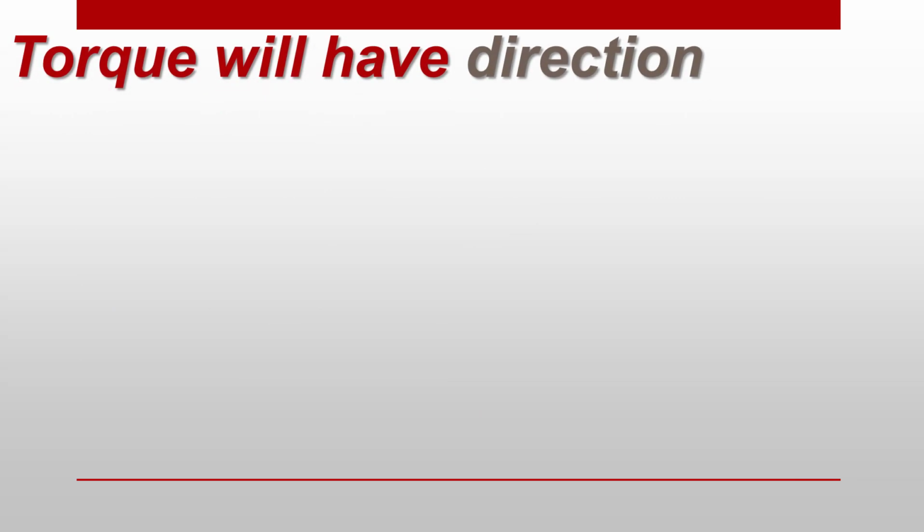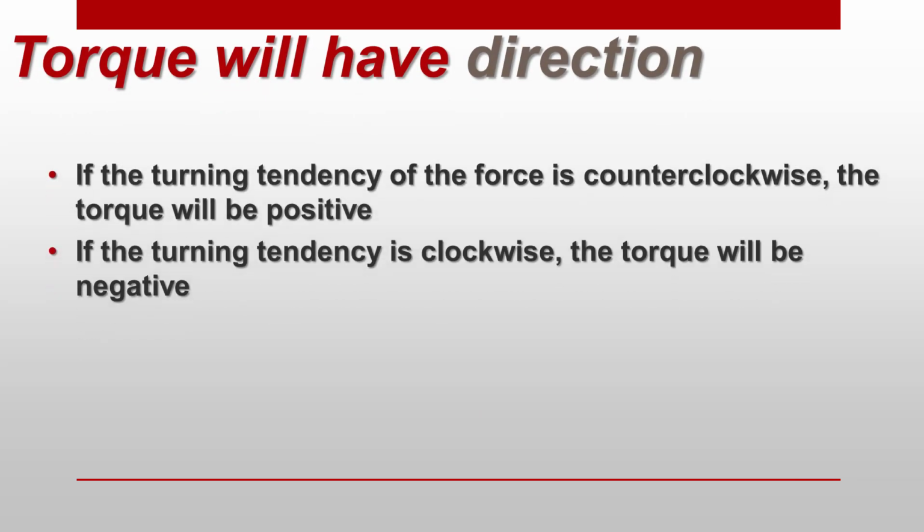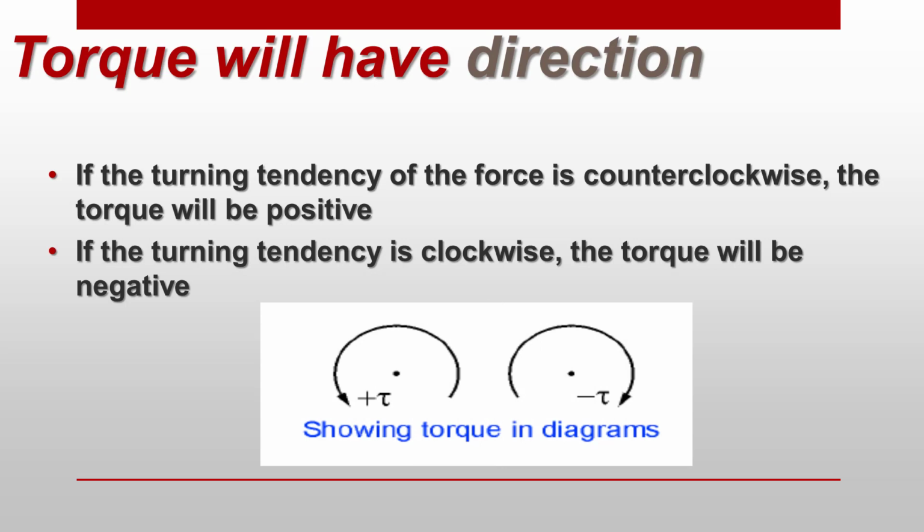And torque also has direction, whether it is producing rotation in the clockwise or anti-clockwise direction. We have to give the signs accordingly. If the turning tendency of the force is counterclockwise, the torque will be positive, and if the turning tendency is clockwise, the torque will be negative. By convention, if the rotation is in the anti-clockwise direction, then torque is taken as positive. We have to place a plus sign with torque.